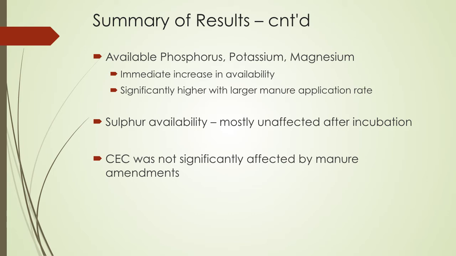For availability of exchangeable phosphorus, potassium, and magnesium, there was an immediate increase of availability, as you would expect with manure applications, and these were significantly higher with the larger application rates. The sulfur was mostly unaffected with their manure application, and same with CEC. It did not change significantly during their 8-week trial period.